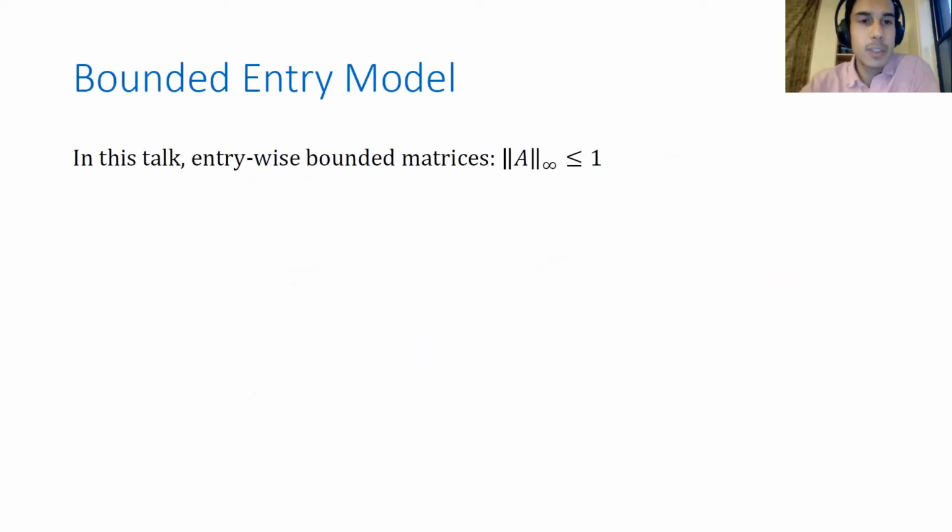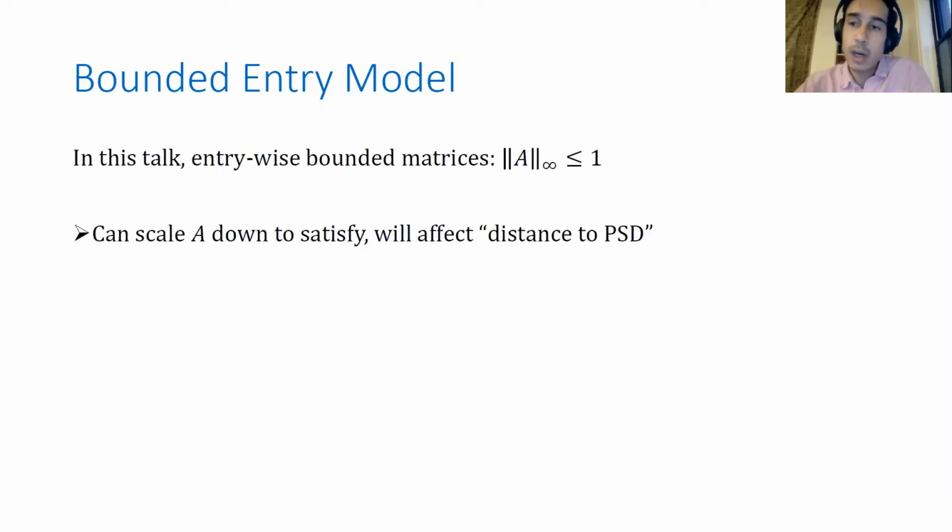And we'll work in something which is known as the bounded entry model. So this just says that the entries of A are required to be bounded in magnitude. All the entries are between -1 and 1. And we'll note that in some sense, one could always scale down the matrix by a large enough factor to satisfy this condition. So it may seem like this is without loss of generality.